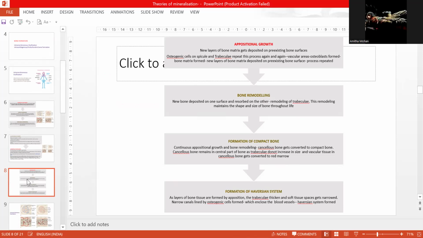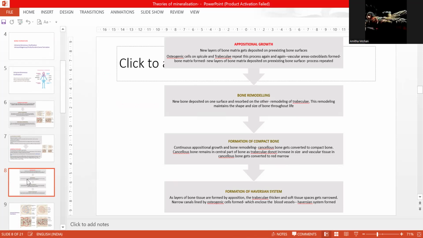So, new bone gets deposited on one surface, whereas bone gets resorbed on the other surface, altogether resulting in the remodeling of the trabeculae. This remodeling of the bone helps to maintain the shape and the size of the bone throughout the life of the individual. Continuous appositional growth and remodeling of the bone results in the cancellous bone getting converted to compact. Cancellous bone remains in the central portion of the bone as trabeculae do not increase in size. Vascular tissue in the cancellous bone gets converted to red marrow.